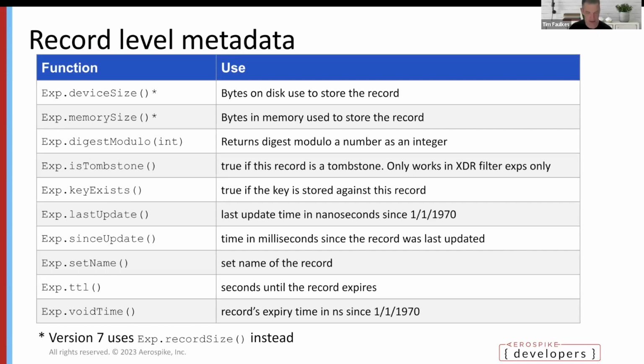Now, some of these are a bit funky. You might notice, for example, that the last update returns the last update time in nanoseconds. The since update returns the time in milliseconds. That's not a big issue, so long as we know what's returned, we know how to manipulate it. We'll see an example of that in a moment.